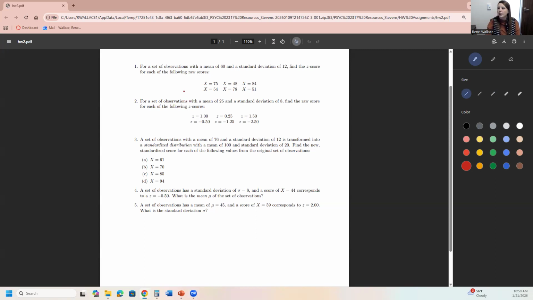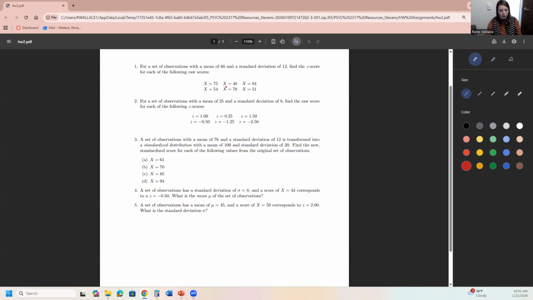We've been talking about z-scores and converting things to z-scores and converting them back to raw scores, or converting from one raw score to a z-score to a different type of raw score. So here are some applicable questions to work through that. For a set of observations with a mean of 60 and a standard deviation of 12, find the z-score for each of the following raw scores. So we have 1, 2, 3, 4, 5, 6 raw scores here.